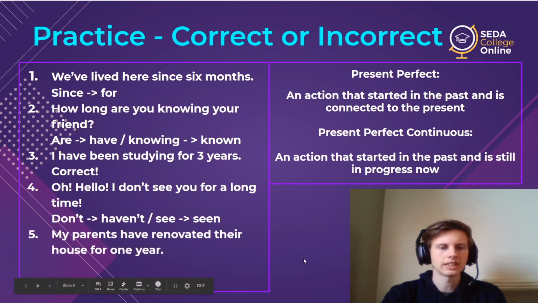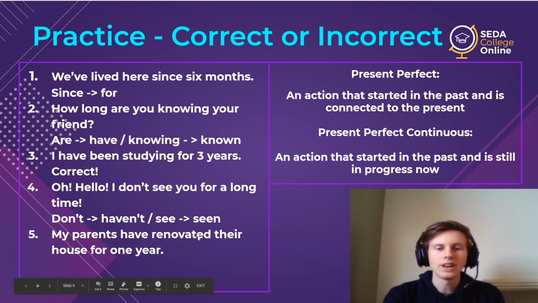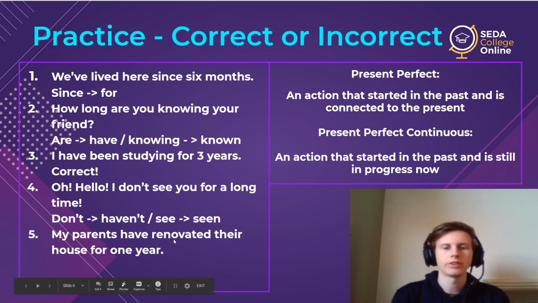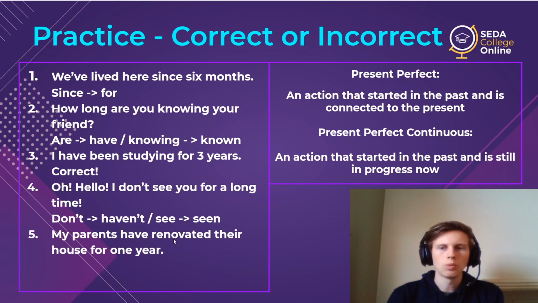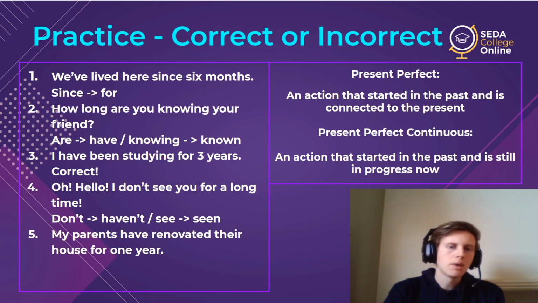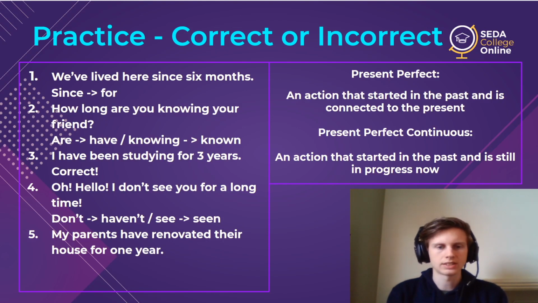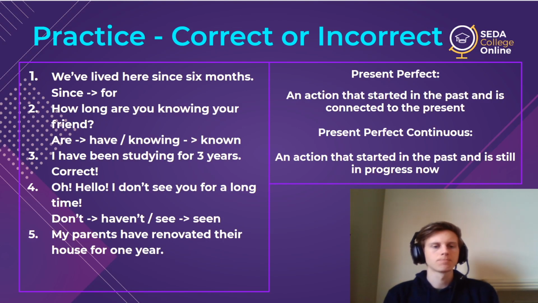All right, final example. My parents have renovated their house for 1 year. If anyone has a question about renovated, to renovate is a verb which means to take a home, maybe a home of poor quality or a bad design or a home with damages, and to fix it, to buy the home, put lots of money into it, and then repair it so that it is new or fixed. So that's to renovate. So what do you think? Correct or incorrect?